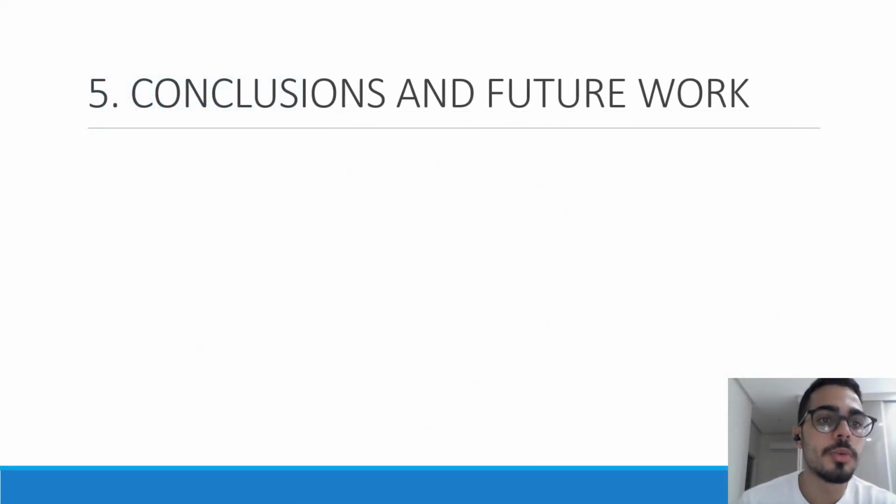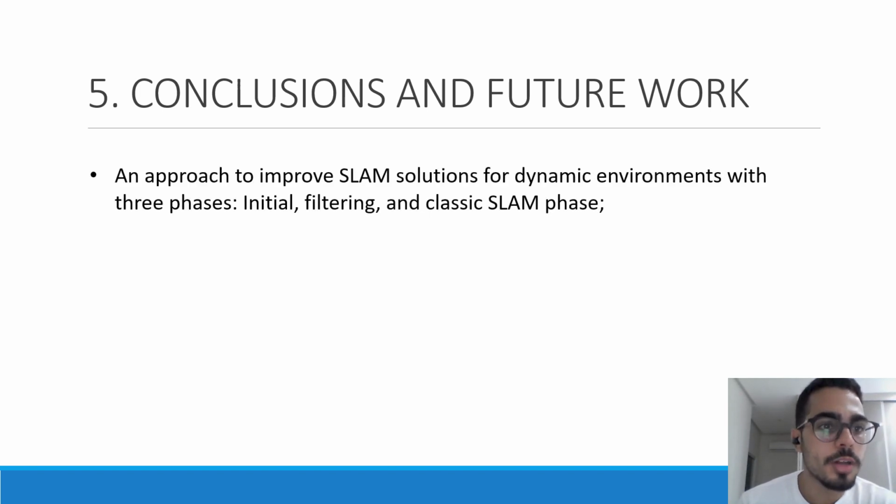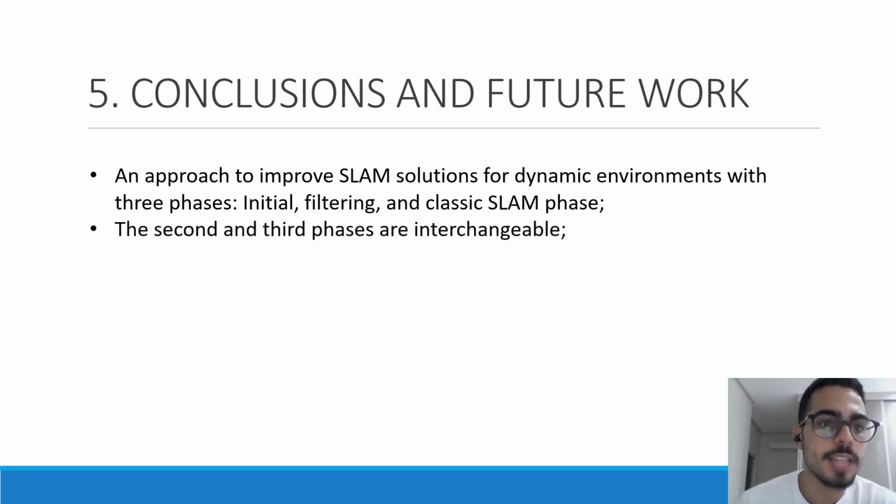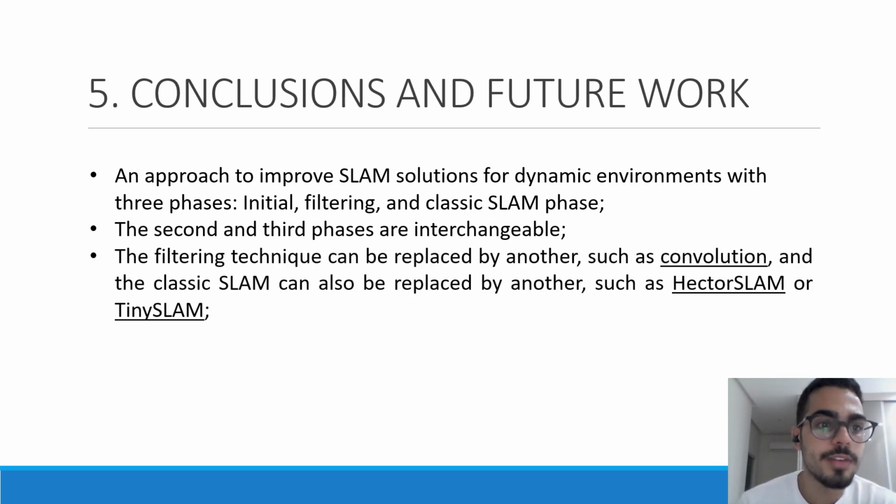So, we proposed an approach to improve SLAM solutions for dynamic environments with three phases: initial, filtering, and classic SLAM phase. Through this approach, with this configuration, an improvement was obtained in the construction of the dynamic environment map. Another important contribution of the present work is that the second and the third phases are interchangeable. To illustrate our approach, in the second phase we use the RANSAC algorithm and in the third phase we use the Gmapping algorithm. The filtering technique can be replaced by another, such as convolution, and the classic SLAM can also be replaced by another, such as Hector SLAM or Tiny SLAM.